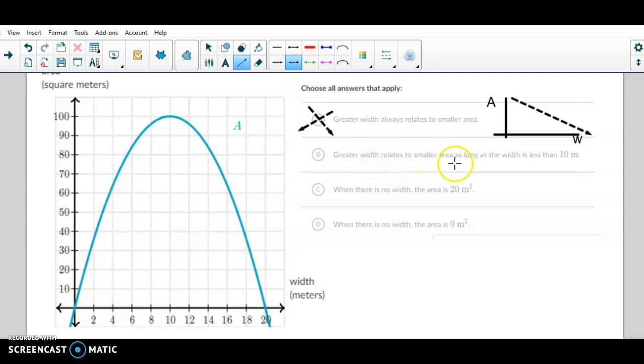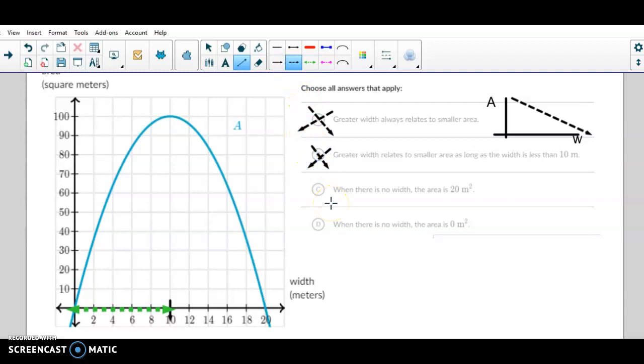Greater width relates to smaller area as long as the width is less than 10 meters. So that means as you're looking at your graph, you're only looking at less than 10 meters. So you're only looking from here to here. And it says greater width, meaning as the width gets bigger, as you go towards 10 meters, the area is getting smaller. And that's not true because the area is going, look at this, it goes from 10 to 20 to 30 to 40 to 50. That's not true. The area is actually getting bigger. So this one is a big F for false.